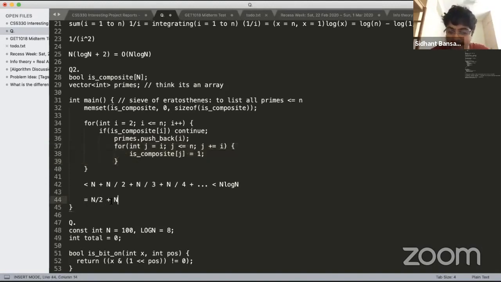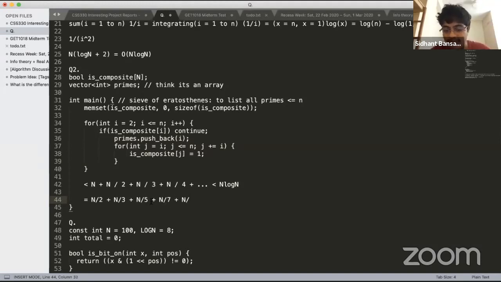And when i is 3, it again runs. And how many steps does it take? It takes N by 3 steps, right? And when i is 4, does it run? No, it doesn't run because it's composite and we'll just continue. Now, when i is 5, it'll again run. So N by 5. And basically that's the summation.